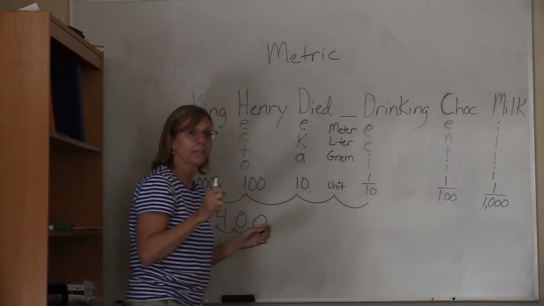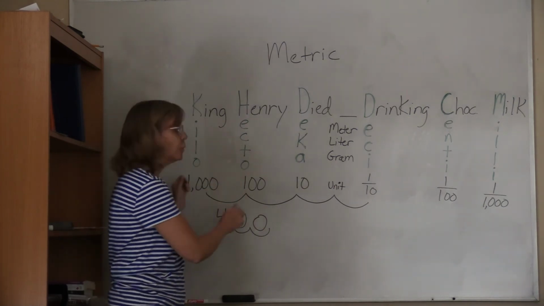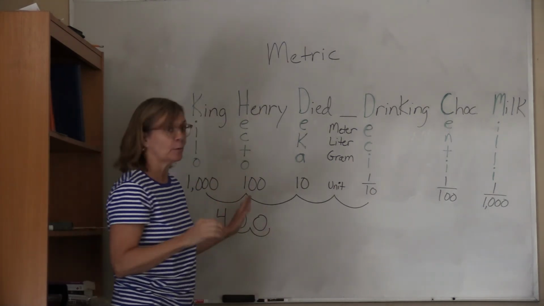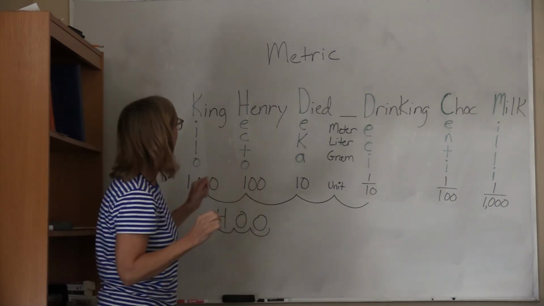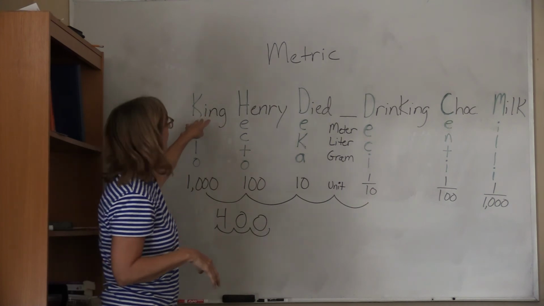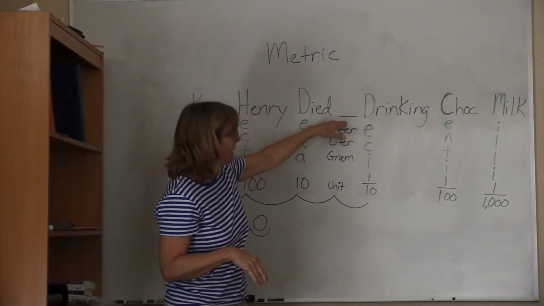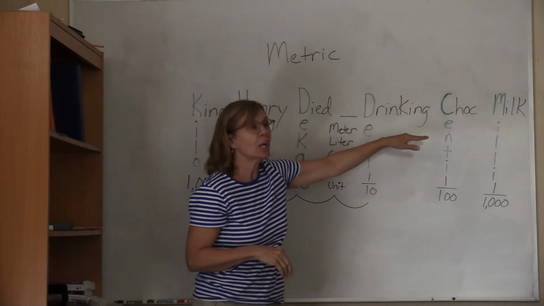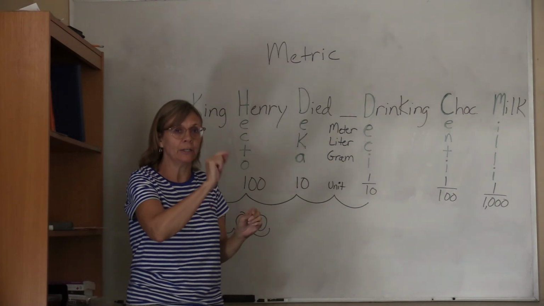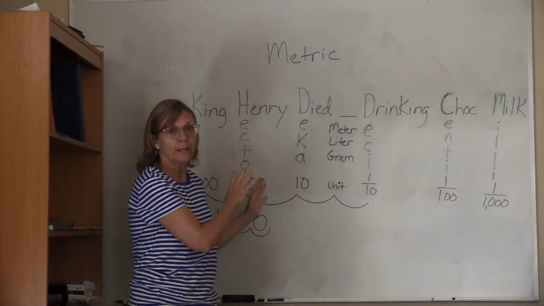So just take from where the decimal's at and move it left or right. Make your little loop so you don't lose track. And then put the new decimal there. Remember our little acronym here. King, it's not actually an acronym, but our way of remembering it. King Henry died, pause, drinking chocolate milk. Just jot that down on your scrap paper when you're doing it and do your loops left or right. Move your decimal that way and it will help you make those conversions.